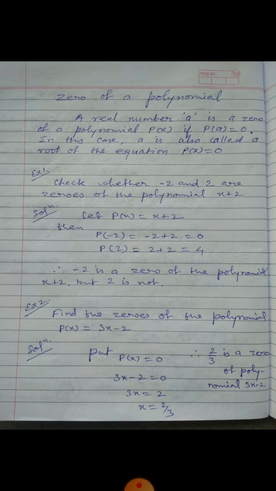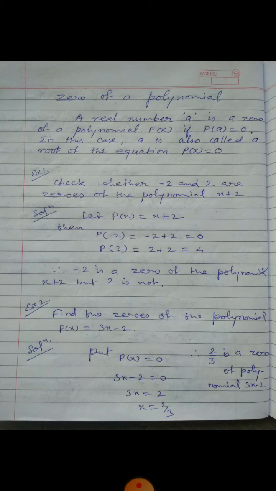Suppose p(x) is any polynomial, and if we put a value of x and the result is 0, it means that value is the solution of this polynomial. Then that value of x is the zero of this polynomial.